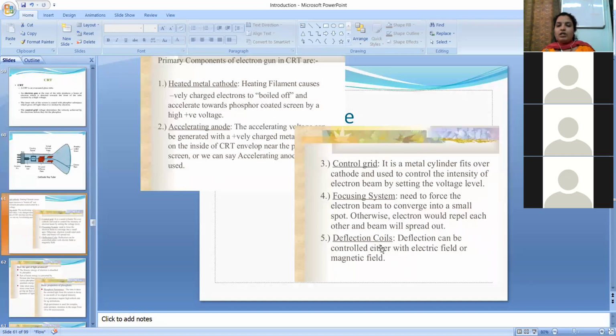Then the deflection coils, they can be controlled by using an electric field or magnetic field, and they will decide where the electron beam should fall.